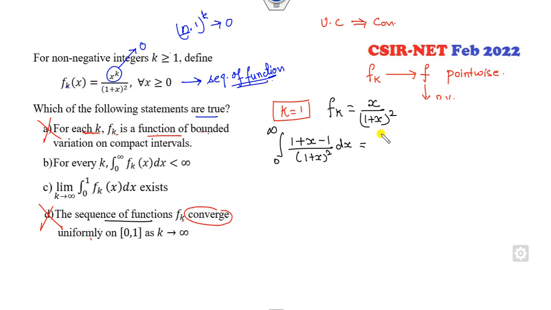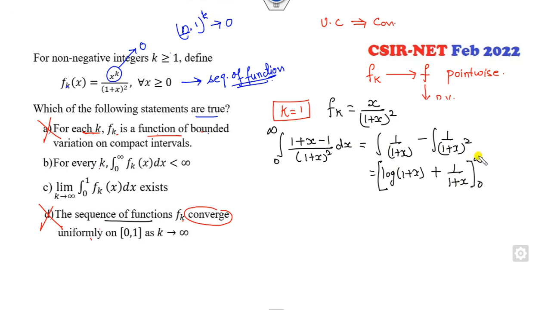Fine. So what is that? It is the integration of (1 plus x minus 1) over (1 plus x) squared. So this integration is log of (1 plus x), and this one is 1 over (1 plus x), over the domain 0 to infinity. Clearly, when you put infinity, this value goes to infinity, which is not finite, so the integral does not exist for k equal to 1, but it was said for every k.